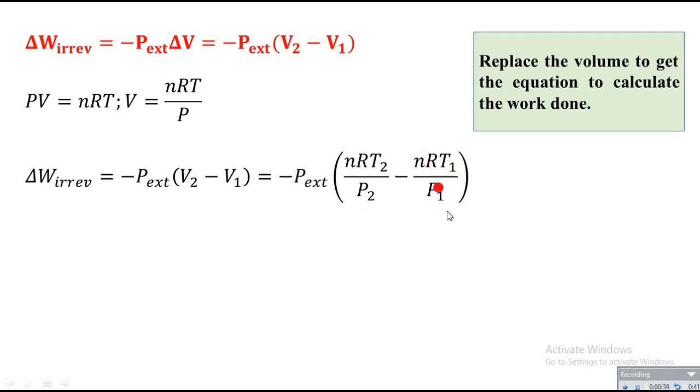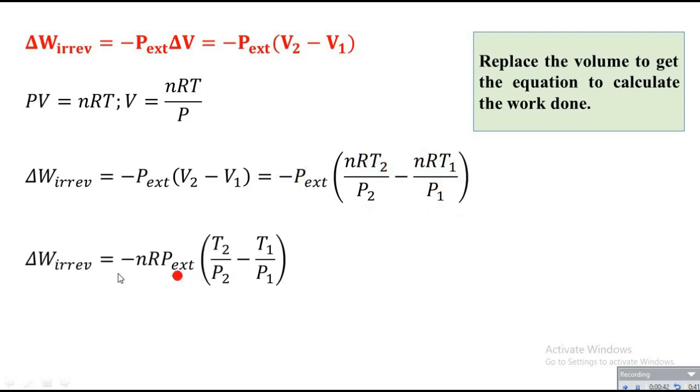Then we get this equation. Here we are putting nR aside, then you get minus nR P external (T2 over P2 minus T1 over P1) as the first formula to calculate the work done during an irreversible adiabatic process. Irreversible adiabatic process, I'm repeating again. We are going to use this equation to calculate the work done, and also we are going to use this one.